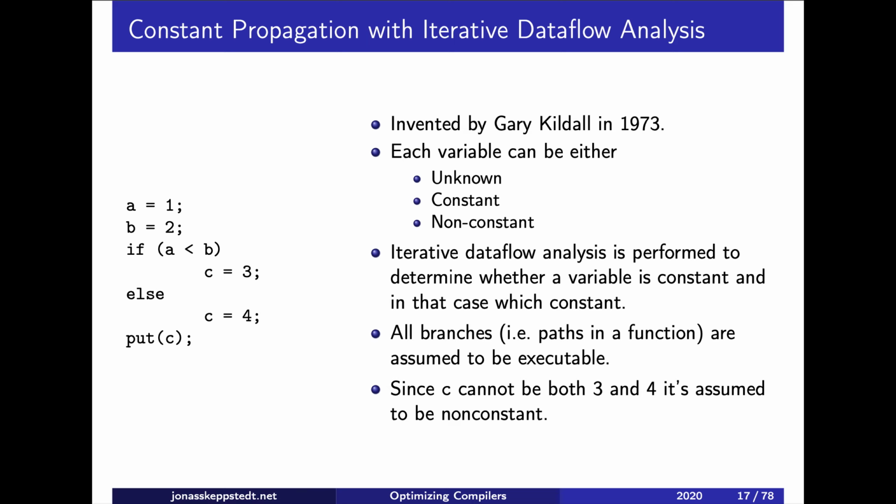Okay, so how can this be optimized? Actually, this algorithm was invented by this person, 1973, and the idea is that if a variable has only a constant, I mean an assignment that is constant, then we know it's constant. But if the variable has different assignments, I mean with different constants or unknown variables, then that variable cannot be constant.